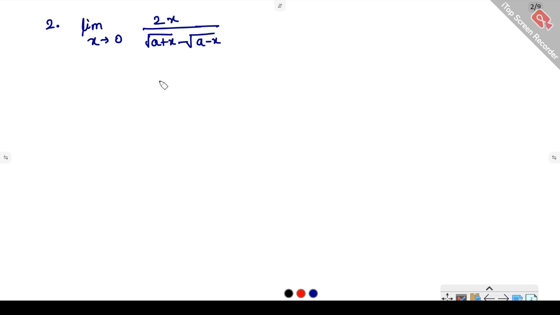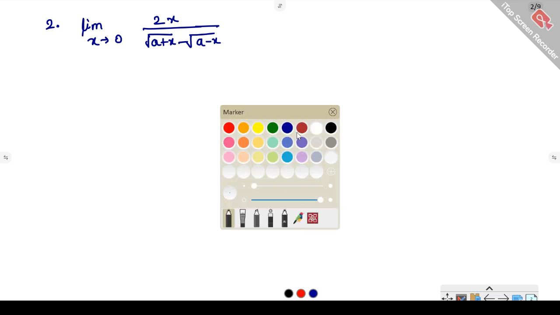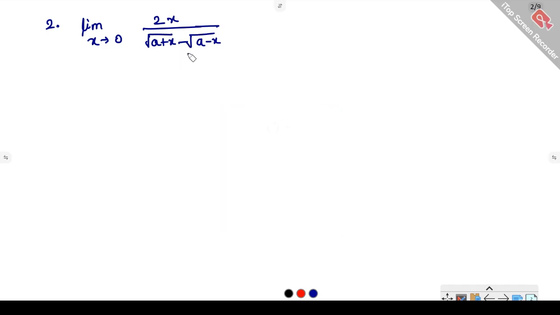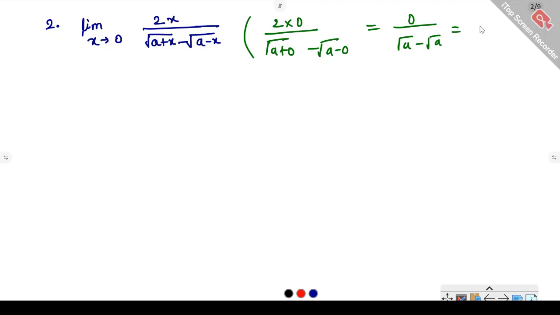So the second question is limit x tends to 0 of 2x over the square root of a plus x minus square root of a minus x. In short, if we put x equal to 0, this is 2 into 0 over under root a plus 0 minus under root a minus 0. So this is 0, and this is square root of a minus square root of a, so 0. So this is 0 by 0 form.